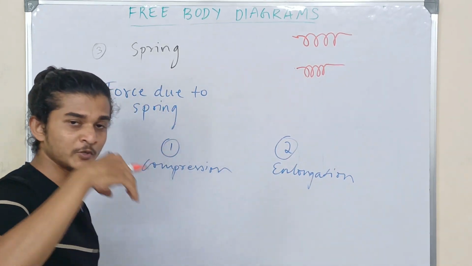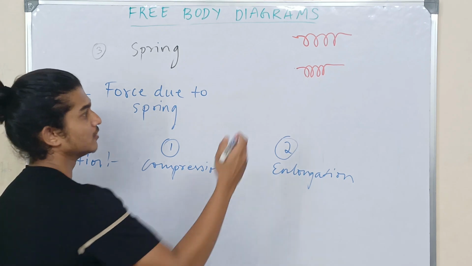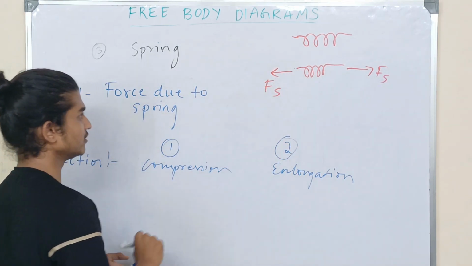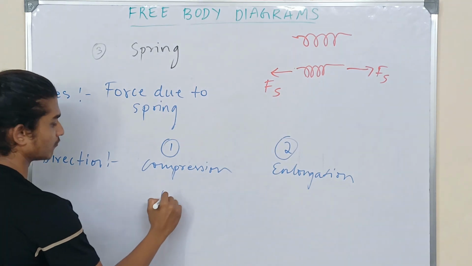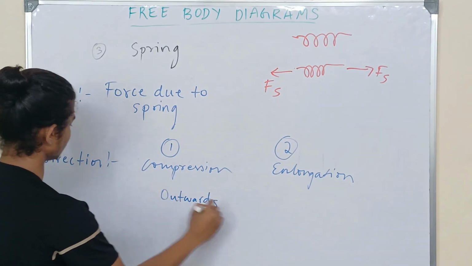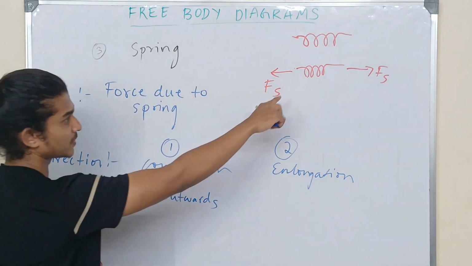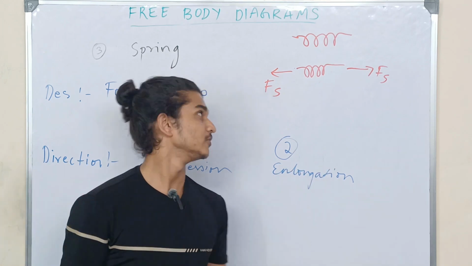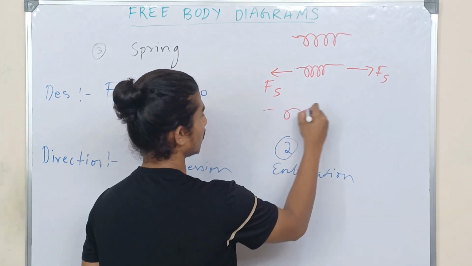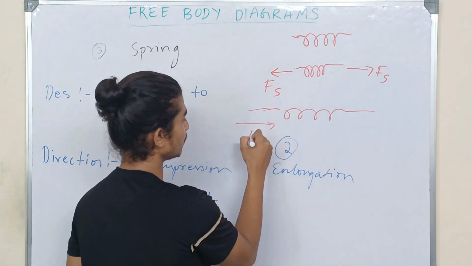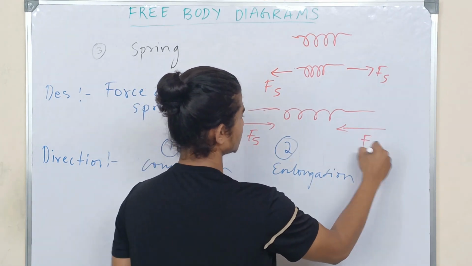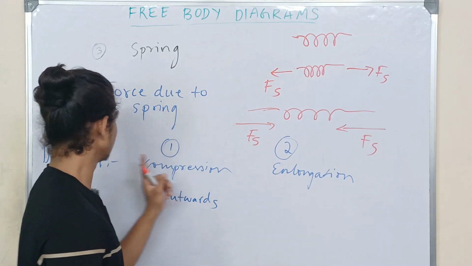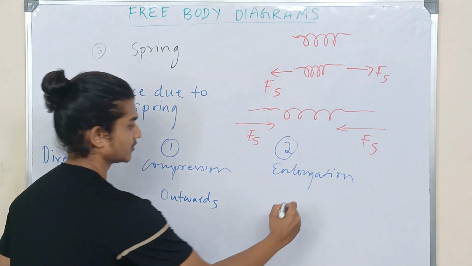The spring, due to its internal force, tries to push outwards. So this is the force due to spring during compression. During compression, the force due to spring will be outwards. Whereas if you elongate the spring, it tries to pull inwards. Suppose you elongate the spring, make it longer, the spring tries to pull itself inwards. So the direction of force in the case of elongation is inwards.